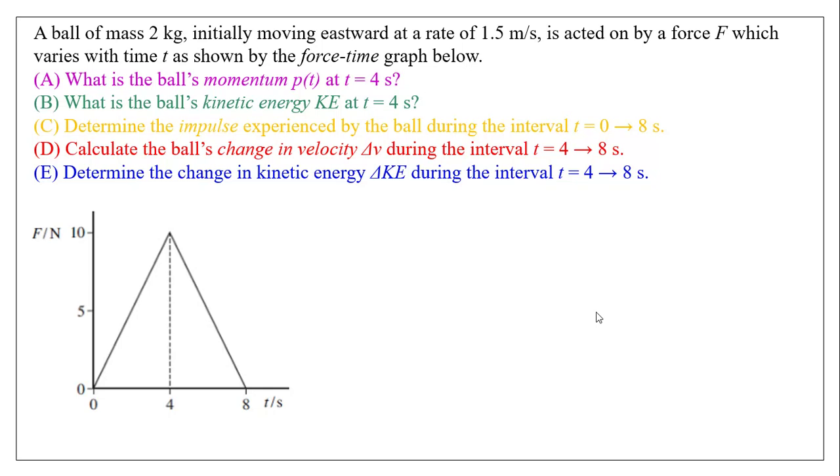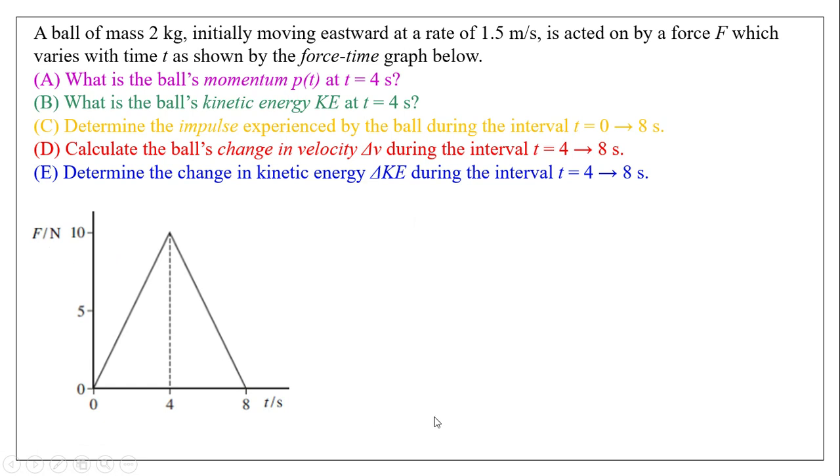Alright, so here we have a 2 kilogram ball initially moving eastward at a rate of 1.5 meters per second. It is acted upon by an F that varies with time, as shown in the force-time graph below. Here's A, B, C, D, and E if you need to pause it, otherwise I'm going to get going.